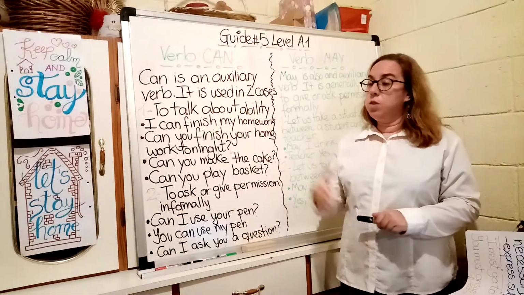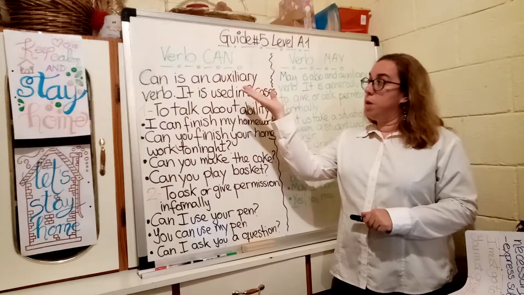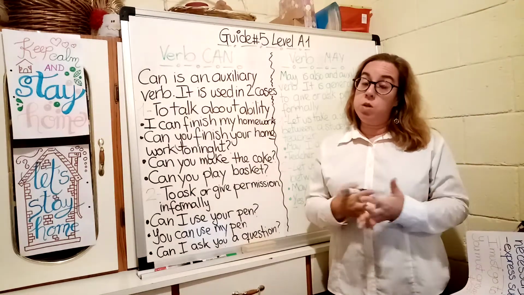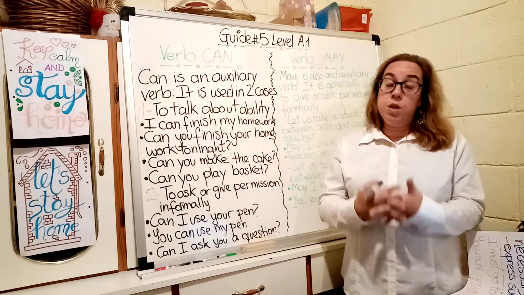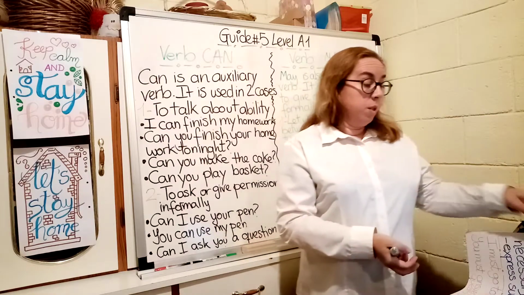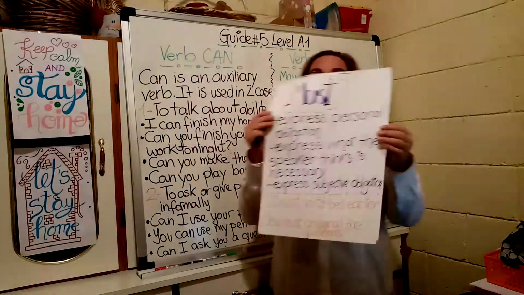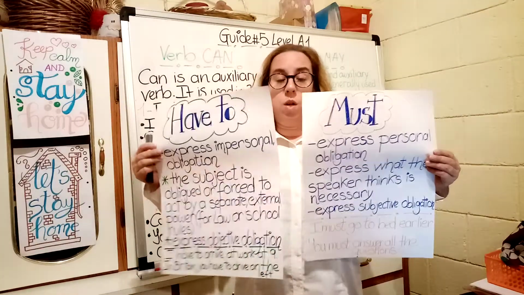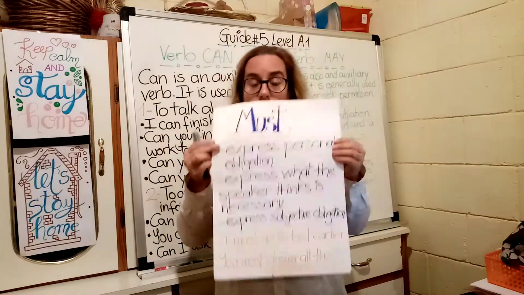And we are going to learn about the verb can and the verb may. They are modal verbs, but first we are going to do a review of another two modal verbs: the verb must, yes, and the verb have to, okay? Well, we start with the verb must, yes?